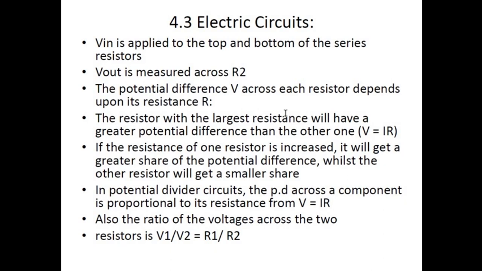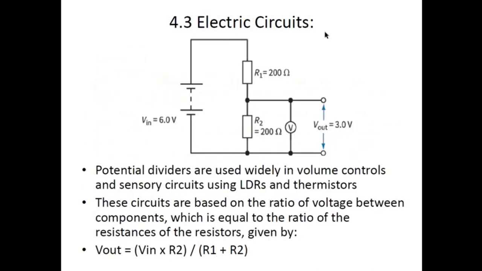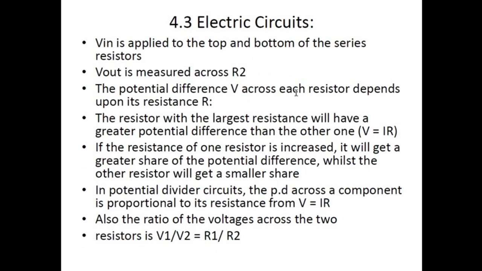V in is applied to the top and bottom of the series. Now if you have to find the voltage across this resistor, then it would simply be the same as this one, because between this battery and this first resistor there is no other component. V out is measured across R2.